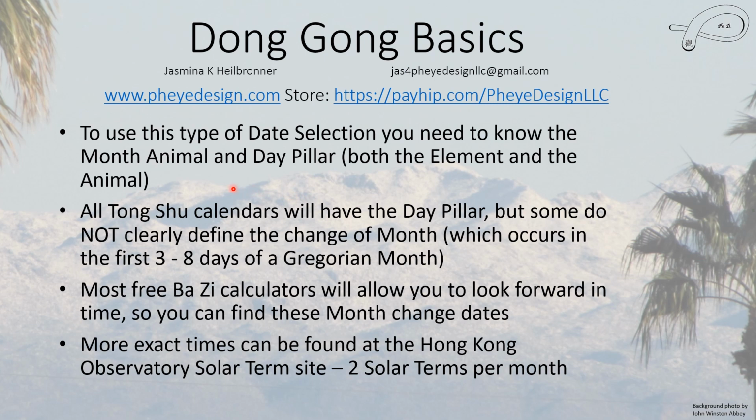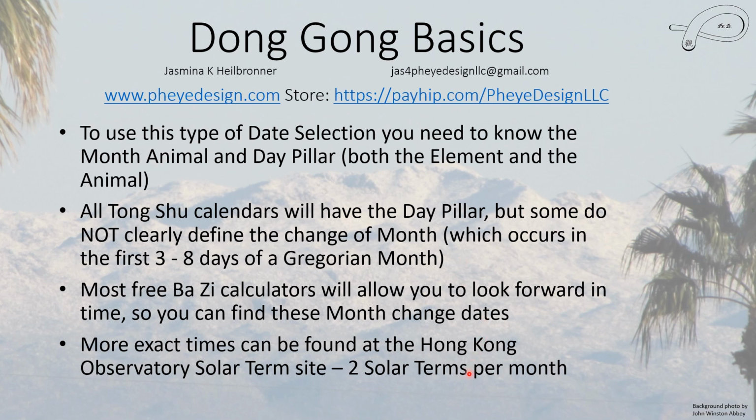So again, since you need to know the month animal and the day pillar, you have to have a good place for that. I have not seen a Tongshu calendar that doesn't have the day pillar, but many do not clearly define when the month changes. And this is going to occur between the third and eighth days of a Gregorian month. So you can do this by using a free Batzi calculator if you don't have a better Tongshu calendar. Some Tongshus are very good, some are so-so.